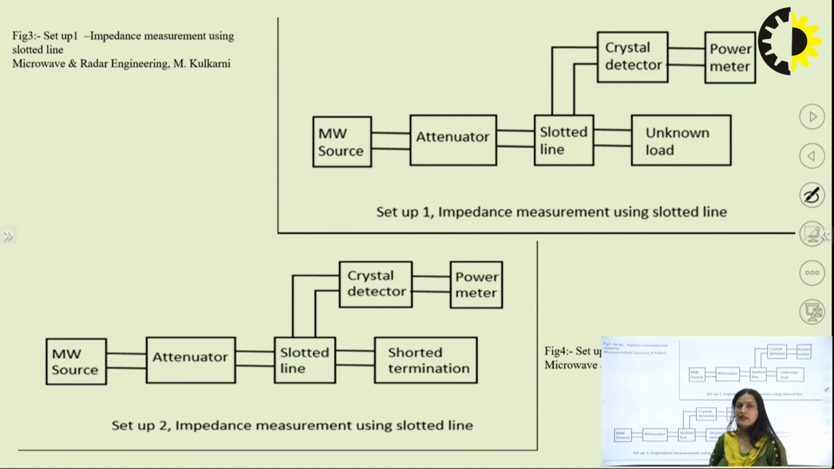So see here, this is the first setup for impedance measurement using a slotted line: microwave source, attenuator, slotted line, this is your unknown load, crystal detector and the power meter. This is when we use the unknown load. The second setup has the microwave source, attenuator, slotted line, crystal detector, power meter and a shorted terminator, right? So we can measure the V minimum with the unknown load, and after that the V minimum using the shorted termination.